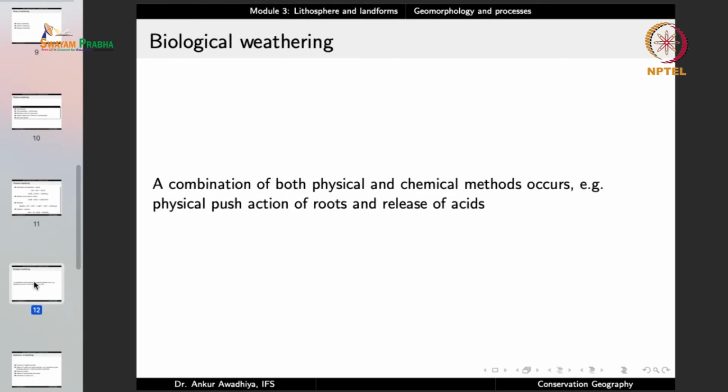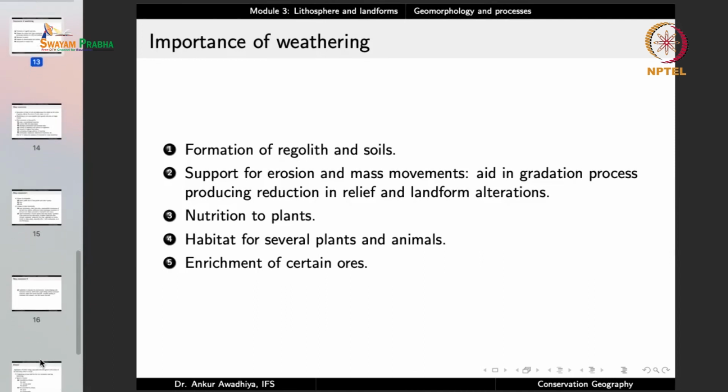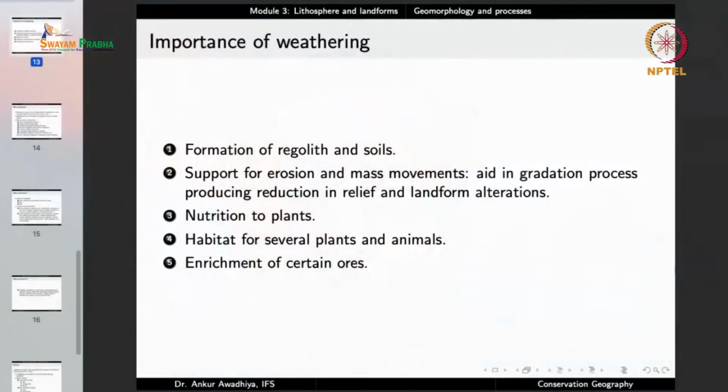In the case of biological weathering, we have a combination of both physical and chemical methods. Example, physical push action of roots and the release of acids or the release of gases. So this is weathering. And weathering is very important, not just because it creates landforms, but also for the functioning of life on this planet. Weathering creates regolith, it creates soils. Soils support plants and plants support all the other organisms. And so weathering, because it plays a role in the soil formation, it is important for the sustenance of life on this planet.